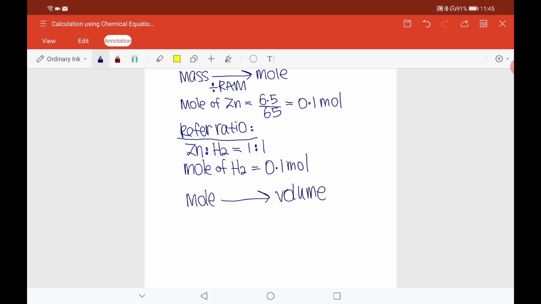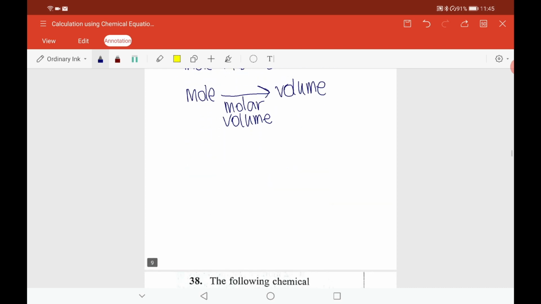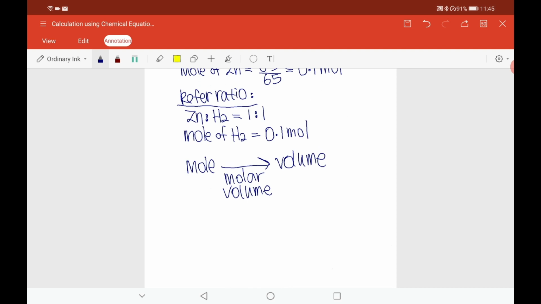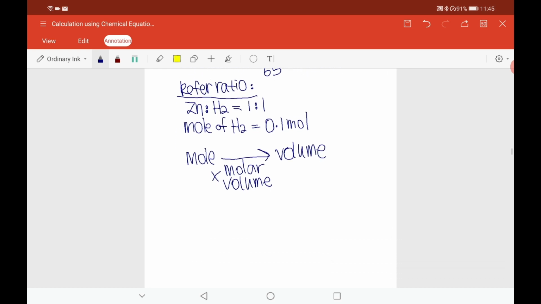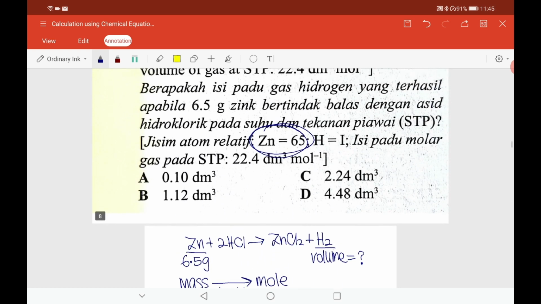To change mole to volume, we use molar volume. The operation is multiply, because when we have mole and want to change to something else, we always use multiply. So what is the mole here? 0.1 multiply. What is the molar volume?